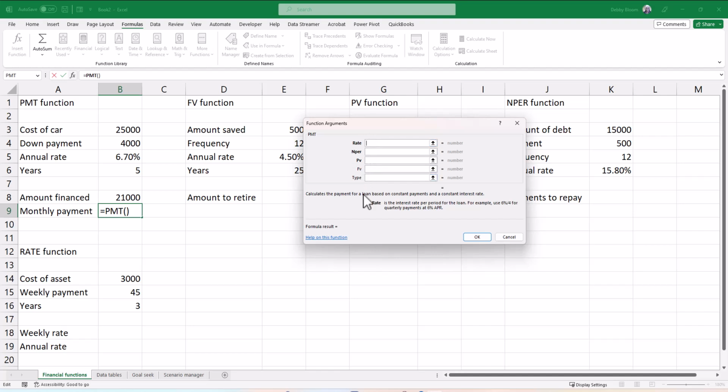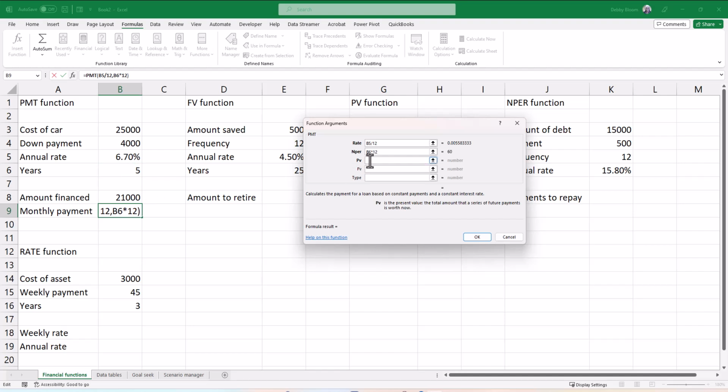So now I'm going to click in rate. I'm going to click on the 6.7%, cell B5, and then /12. In nper, everybody knows that if you have a 5-year car loan, you're going to make 60 payments. So I'm going to click on the number 5 and then multiply that by 12.